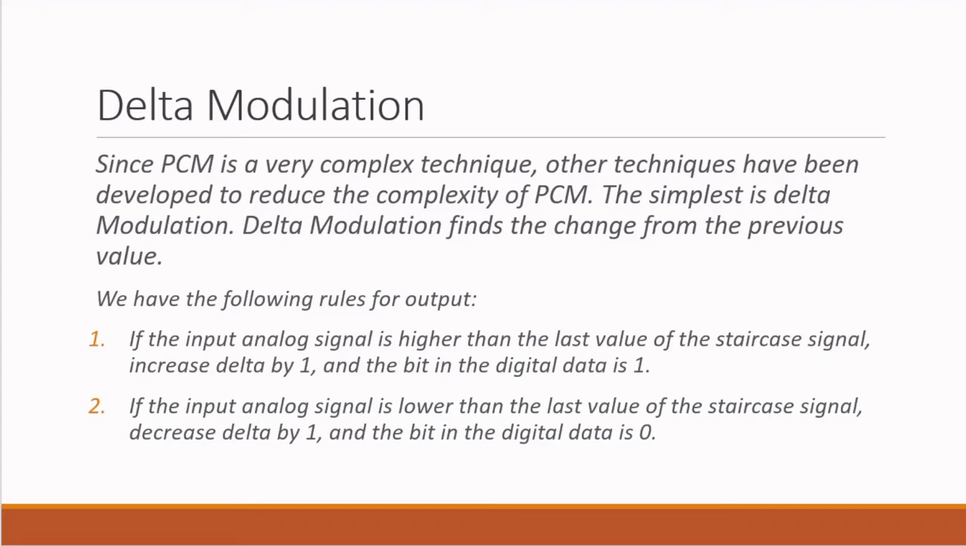If the input analog signal is higher than the last value of the staircase signal, we increase the delta by 1 and the bit in the digital data is 1. If the input analog signal is lower than the last value of the staircase signal, we decrease delta by 1 and the bit in the digital data is 0.